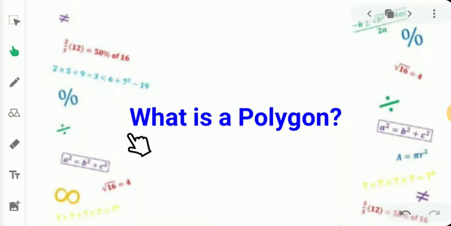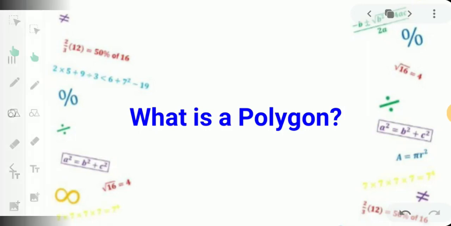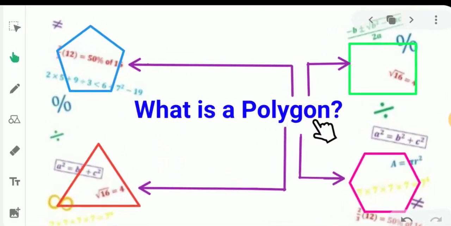Now, let's answer the question, what is a polygon? A polygon refers to any two-dimensional shape whose formation takes place with straight lines. Some examples of polygons are a pentagon, a square, a hexagon, or a triangle. However, a regular polygon has all the angles equal. That is, this angle and this angle and this angle will be equal.